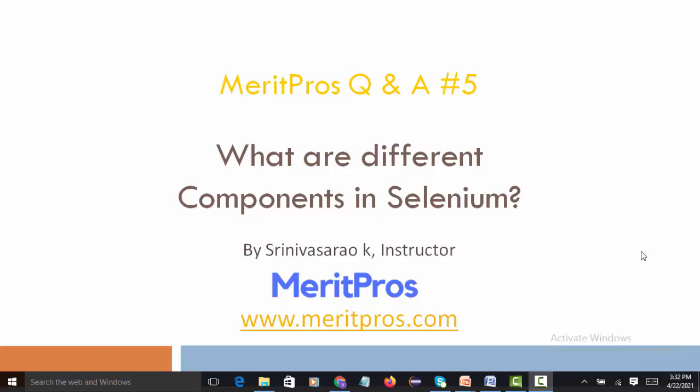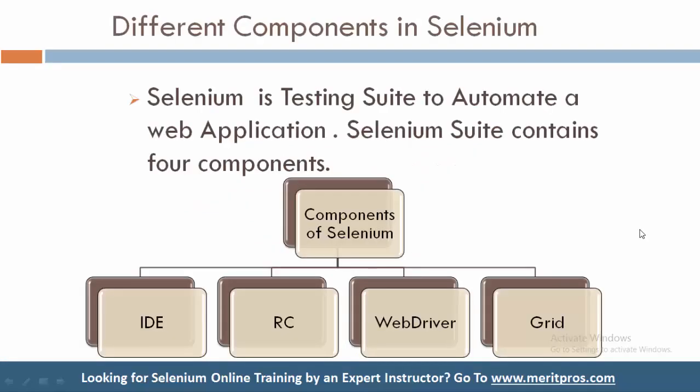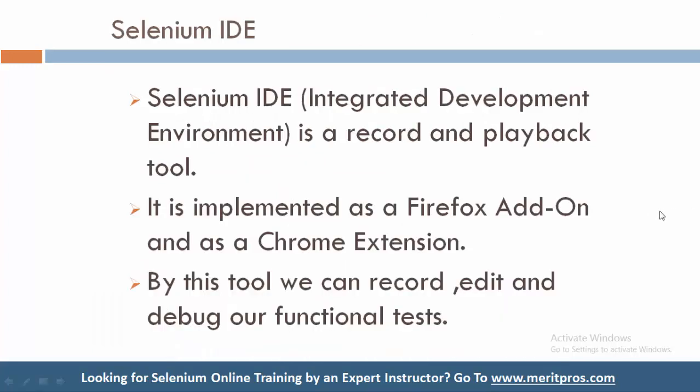Today I am going to explain about the different components in Selenium. Basically, Selenium is a testing suite to automate a web application. In this testing suite we have four different components: Selenium IDE, Selenium RC, Selenium WebDriver and Selenium Grid. Let's see them one by one with the help of their internal operation.